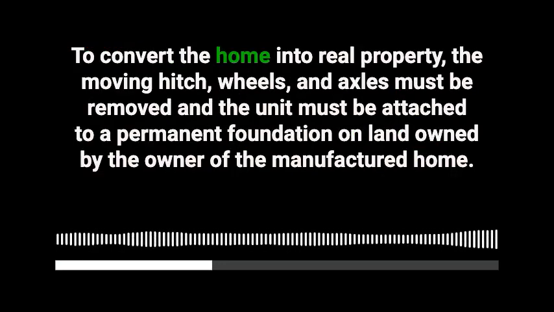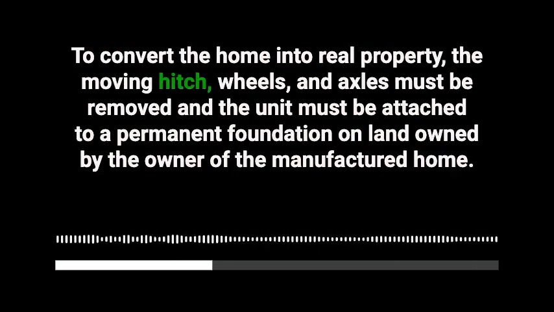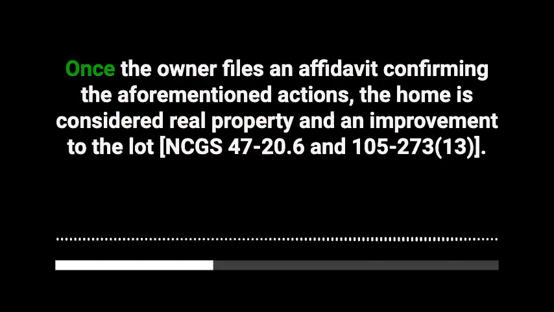To convert the home into real property, the moving hitch, wheels, and axles must be removed and the unit must be attached to a permanent foundation on land owned by the owner of the manufactured home. Once the owner files an affidavit confirming the aforementioned actions, the home is considered real property and an improvement to the lot.